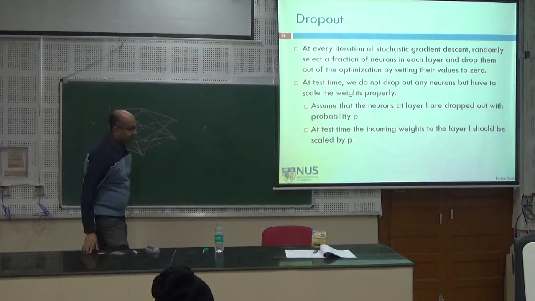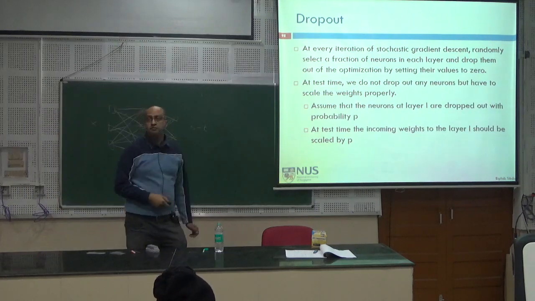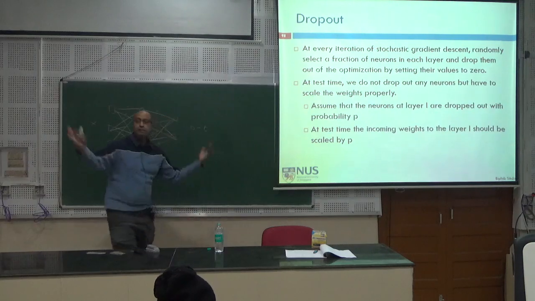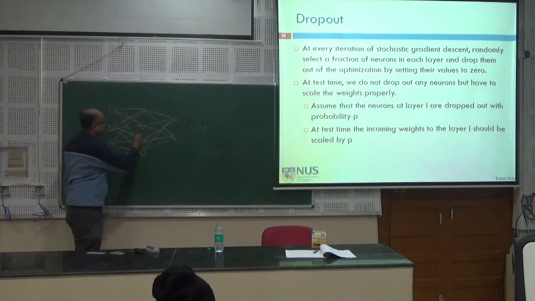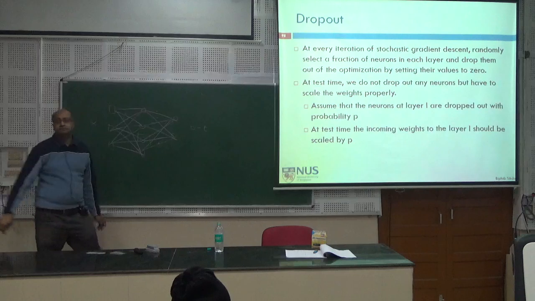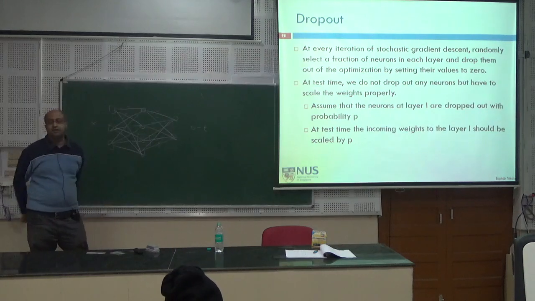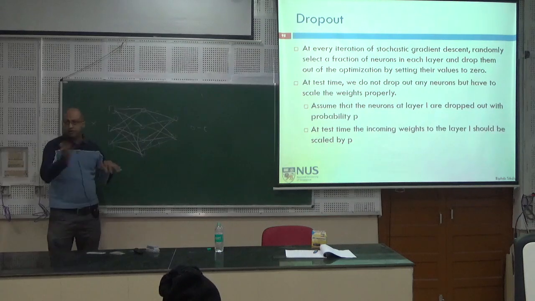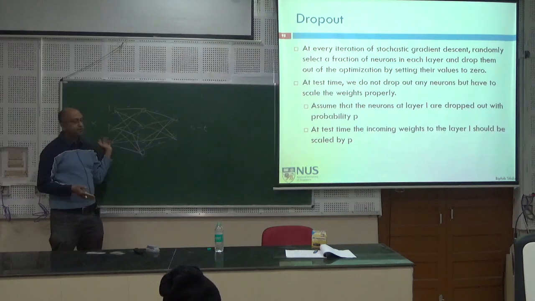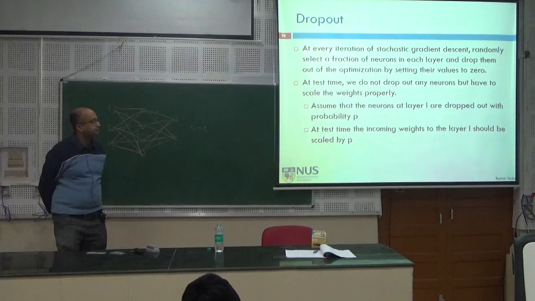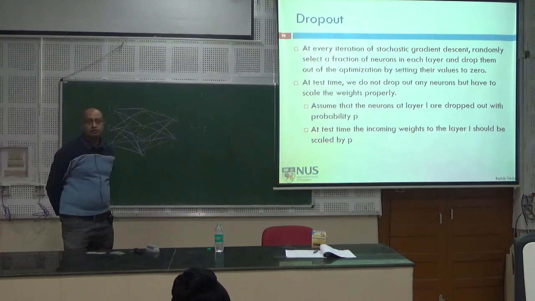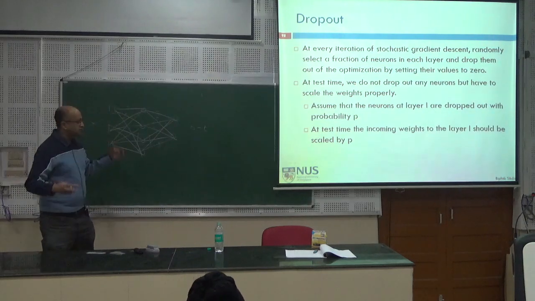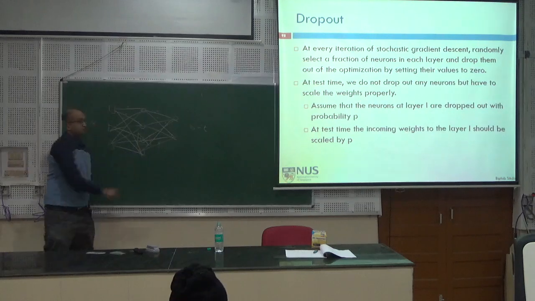What dropout says is, don't. Randomly pick some. Maybe this guy. I will not update this guy's weight. I will do the iteration. I will update everybody's weight, but I will not update this guy. Or, essentially what I'm doing is, I'm not using this neuron anymore.